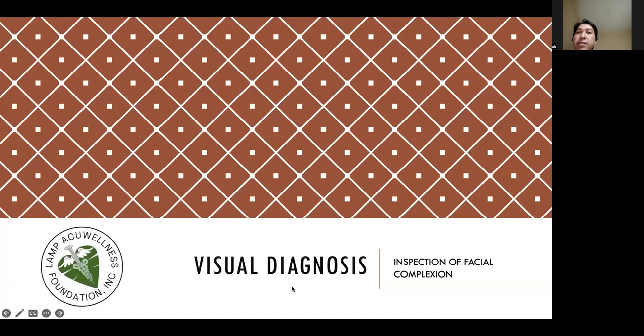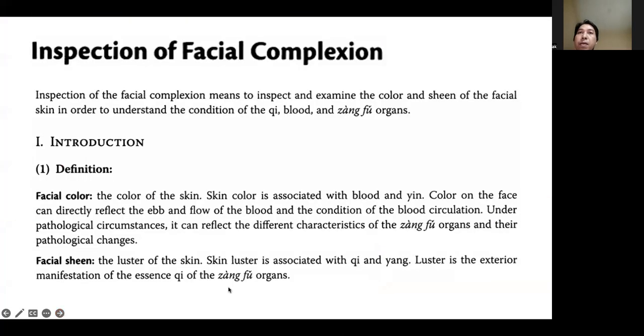Good day, everyone. Visual diagnosis: an inspection of facial complexion. Inspection of facial complexion means to inspect and examine the color and sheen of facial skin in order to understand the condition of qi, blood, and Zang-organs.